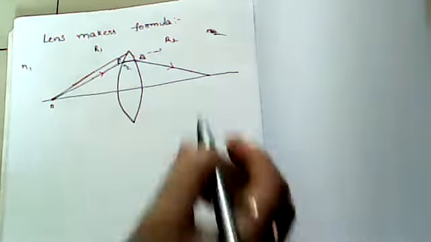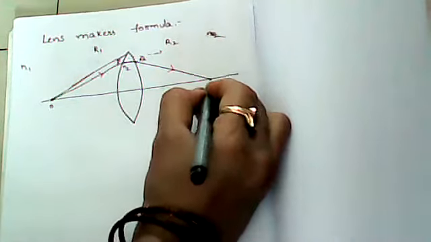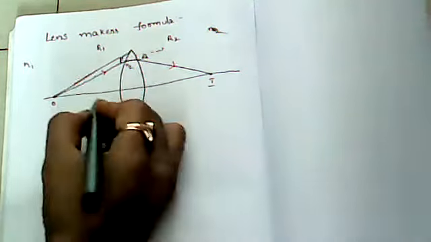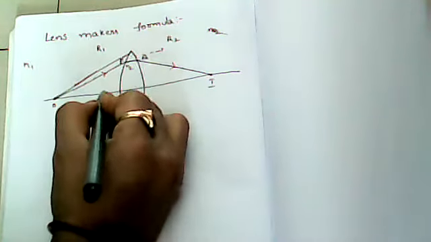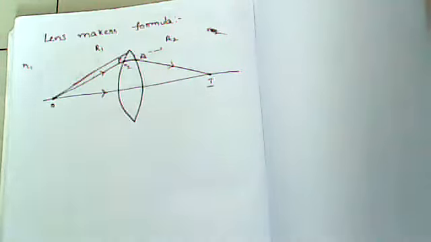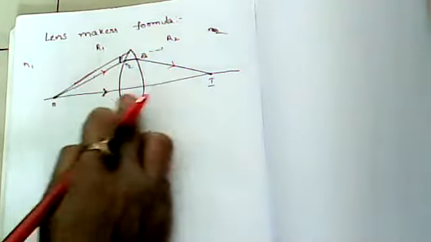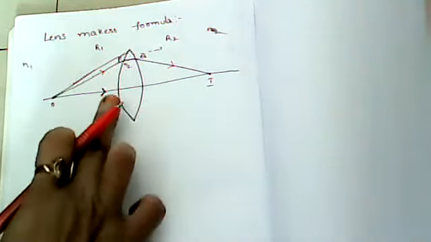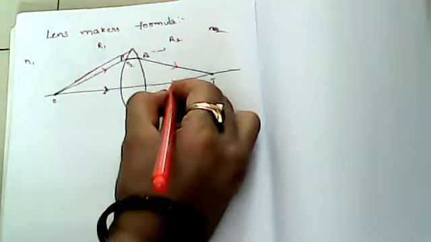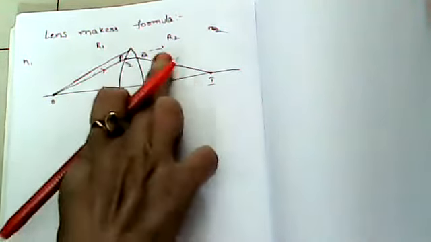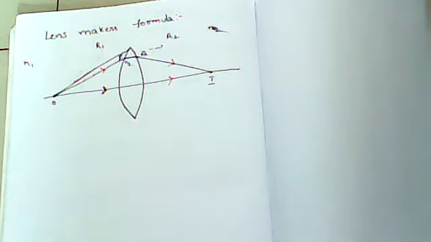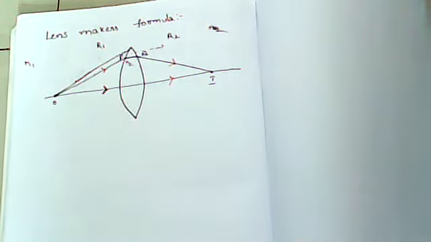Where it touches the principal axis, we will take that as the image. And consider one ray passing through the center of curvature like this. If this ray passes through the center of curvature, it retraces the same path, so there is no refraction and it just moves in the same direction. So these two are joining at a point I on the principal axis. Then we can take that as the image I.